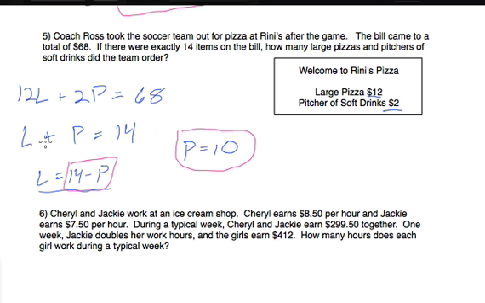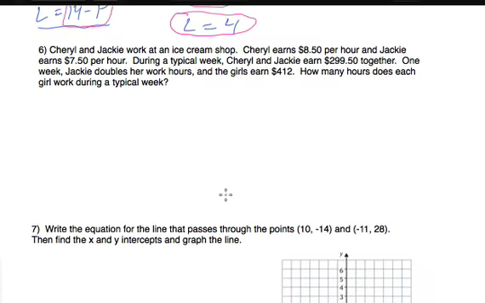if P equals 10, then 10 plus what is 14, and we know that L equals 4. And we can double check this by plugging it into this equation too. 12 times, if L is 4, that's going to be 48, and 2 times P, if P is 10, that's going to be 20. 48 plus 20 is indeed 68. This is the correct answer.